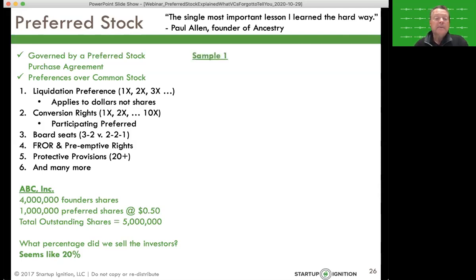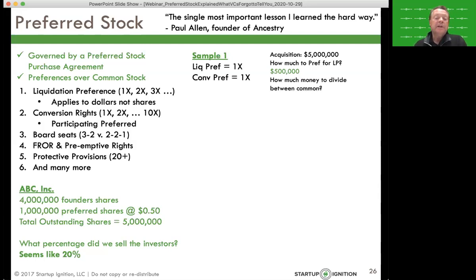So let's take sample number 1. Let's do a liquidation preference of 1x and a conversion preference of 1x from our earlier discussion. Let's say a year after taking in this investment, we get an acquisition offer and we do a quick early sale of the company for $5 million. Well, how much goes to the preferred shareholders for liquidation preference? Well, the preferred shareholders put in $500,000, so they would get the first $500,000 of the 5 million off the top. That would leave how much to divide between common shareholders? Well, that would leave 4.5 million.